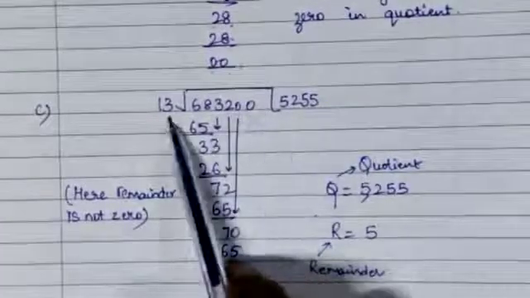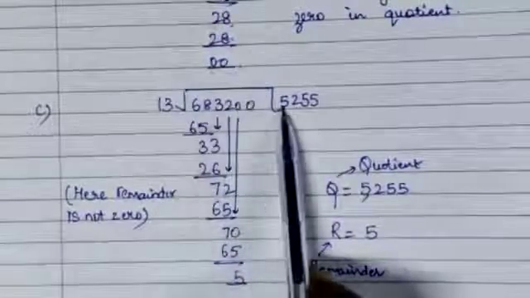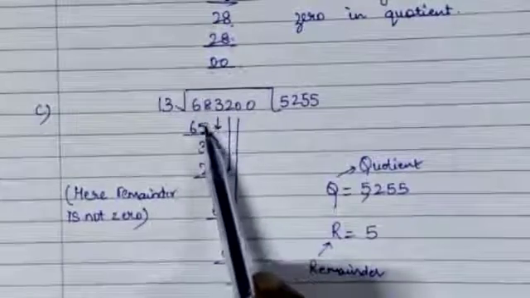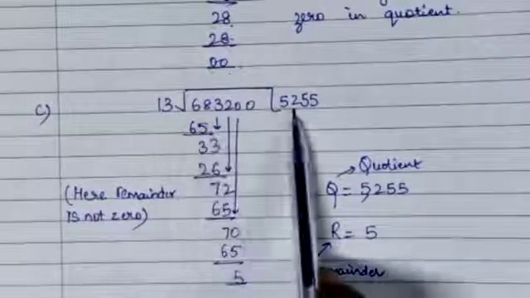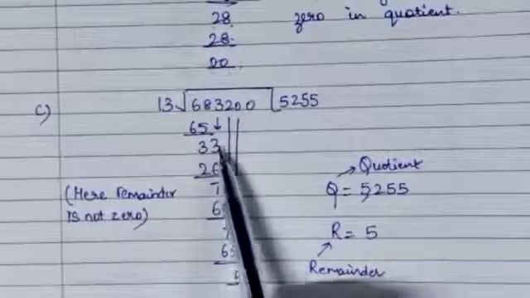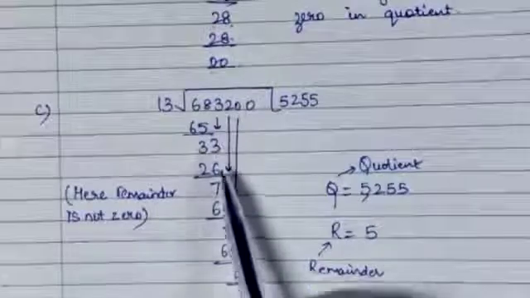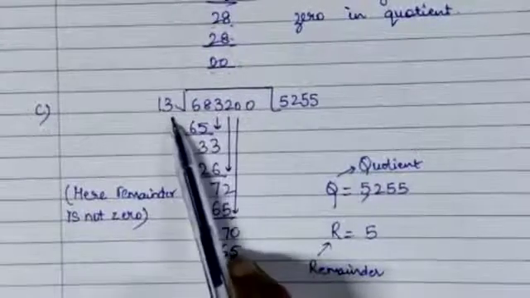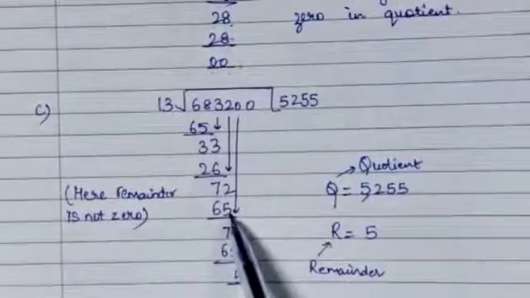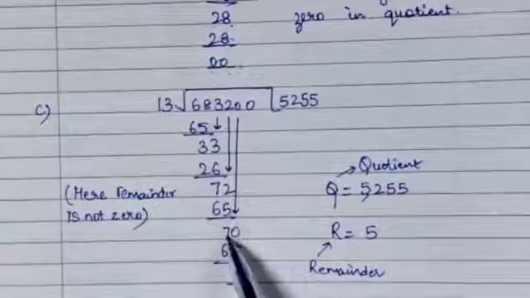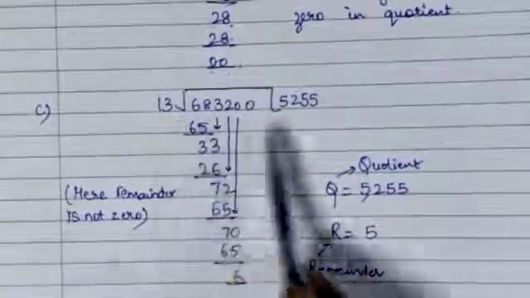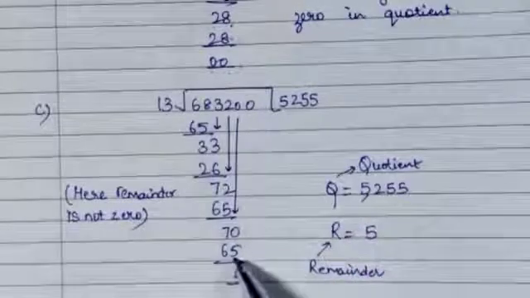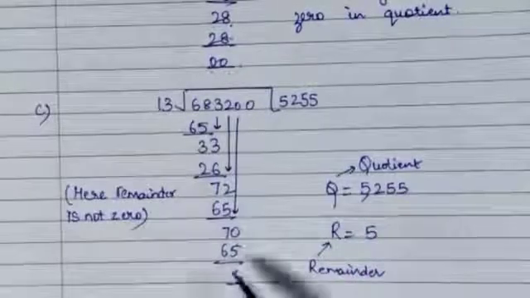Now next one is, we have to divide 6,83,200 by 13. Now 13 into 5 is 65. 8 minus 5, 3. 3 will come down. 13 into 2 is 26. 13 minus 6, 7. 2 comes down. 13 into 5 is 65. Now 12 minus 5 is 7. 0 comes down. So 13 into 5 is 65. 10 minus 5 is 5.